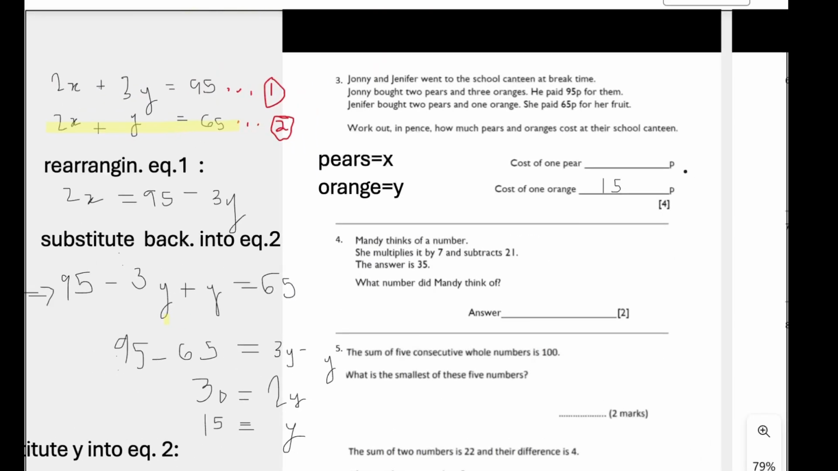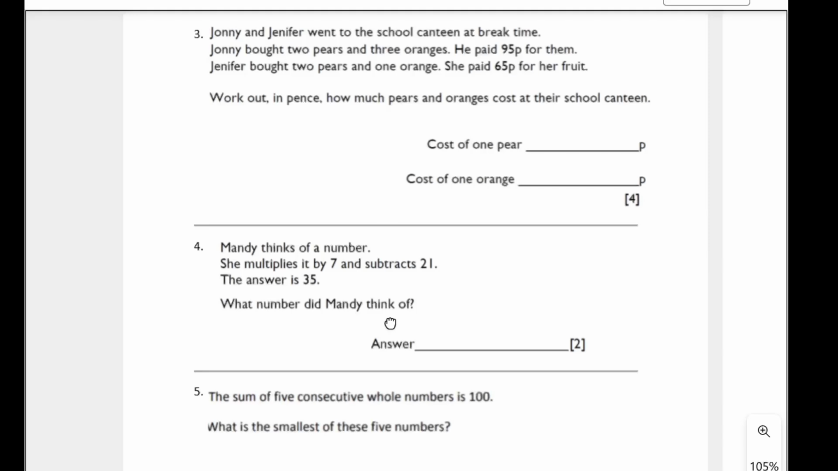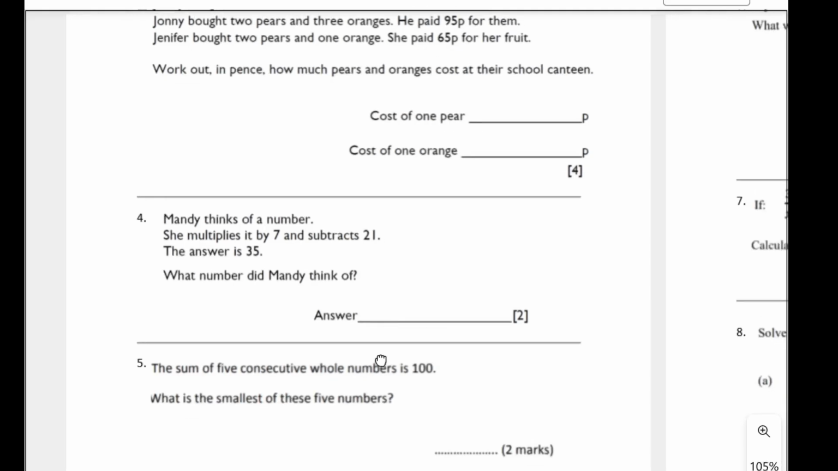So it's not just x, it's actually the cost of one pear. We can put 25p back in here. And those are the prices of our 2 fruits. So question number 4. Mandy thinks of a number. She multiplies it by 7 and subtracts 21. Let's call this number x. So x equals the number.